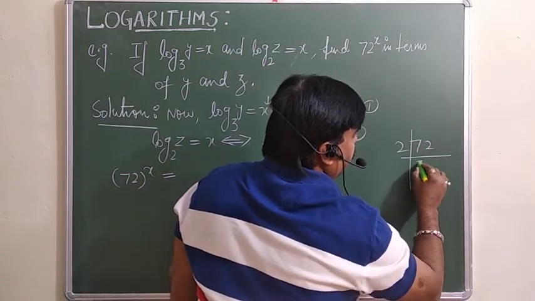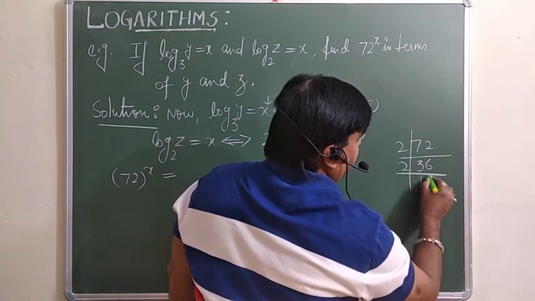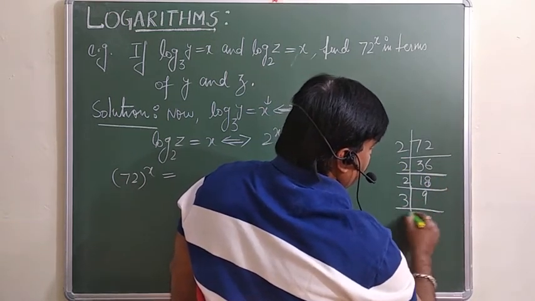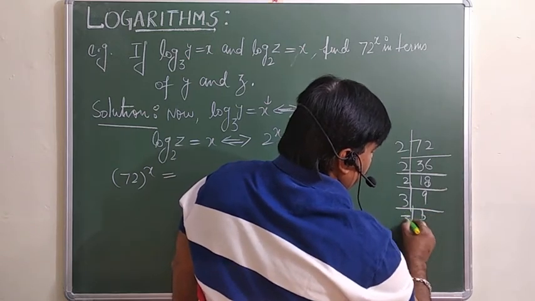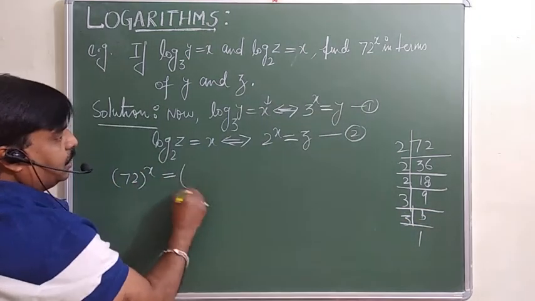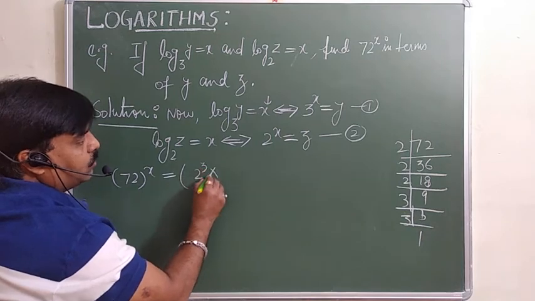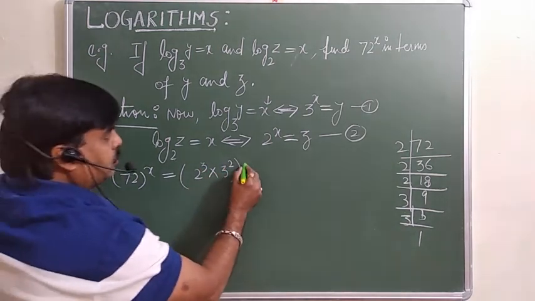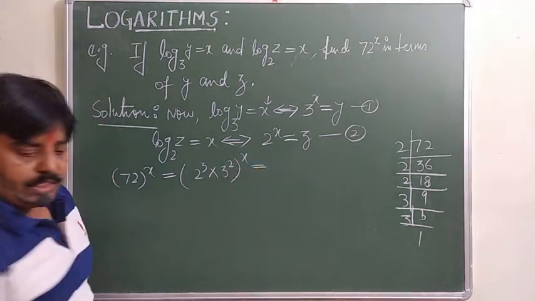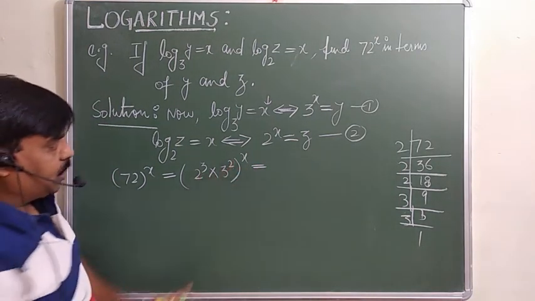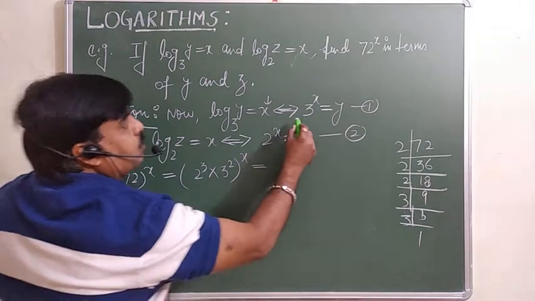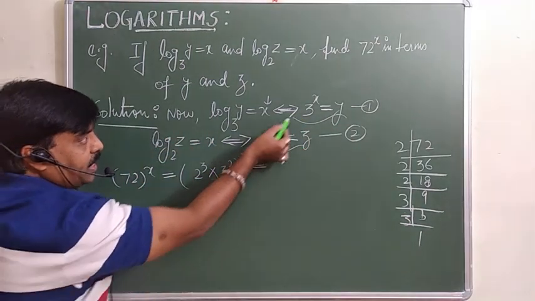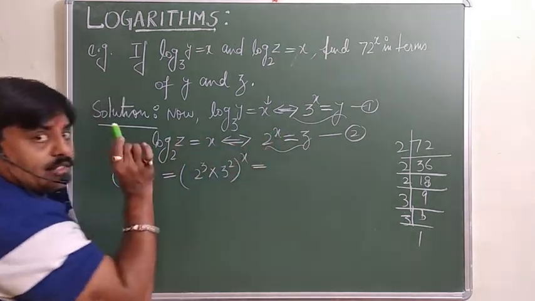So this is 3, 6, 2, 18, 2, 9 and 3. This can be written as 2 raised to power 3 into 3 raised to power 2, the whole raised to power x. Now you can break this one because we know the value of this and we know the value of this one. So you must write them in terms of 3 raised to power x or 2 raised to power x.